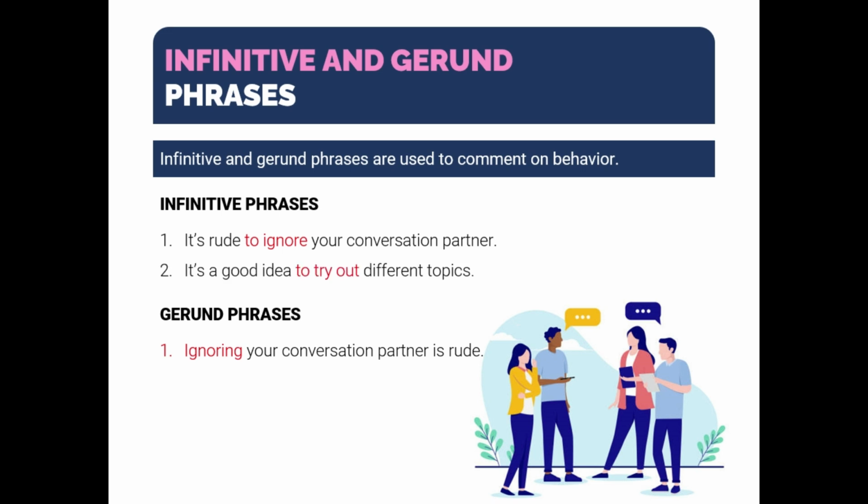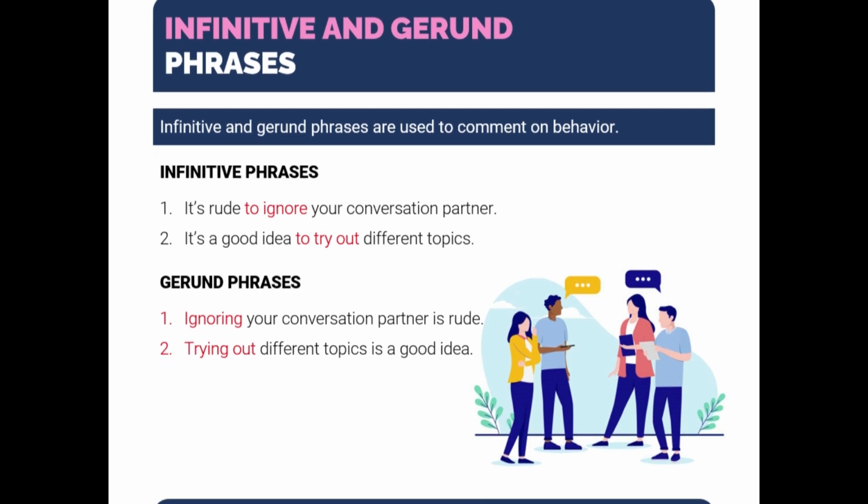Number 2, it is a good idea to try out different topics. As you can see, that is an advice, something to have better conversations. And we can also restate that using a gerund, saying, trying out different topics is a good idea.